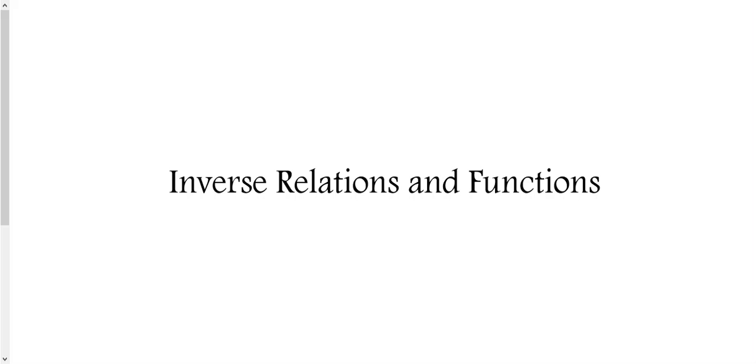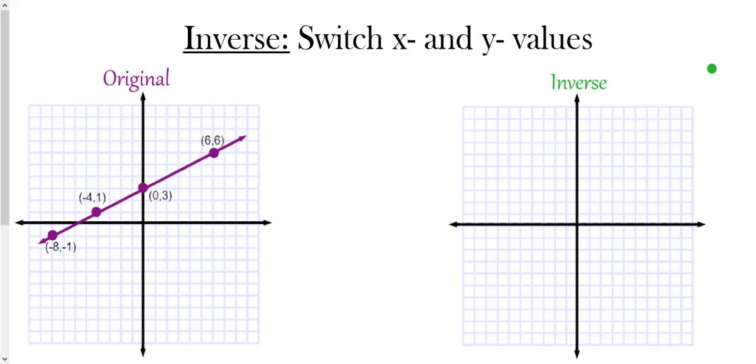Inverse relations and functions. First, we're going to talk about finding the inverse when given a graph. So over here in purple, I have the original graph with 4 points. To plot an inverse of a point or a graph, all you have to do is switch your x and y values. So for example, my original point is -8, -1.